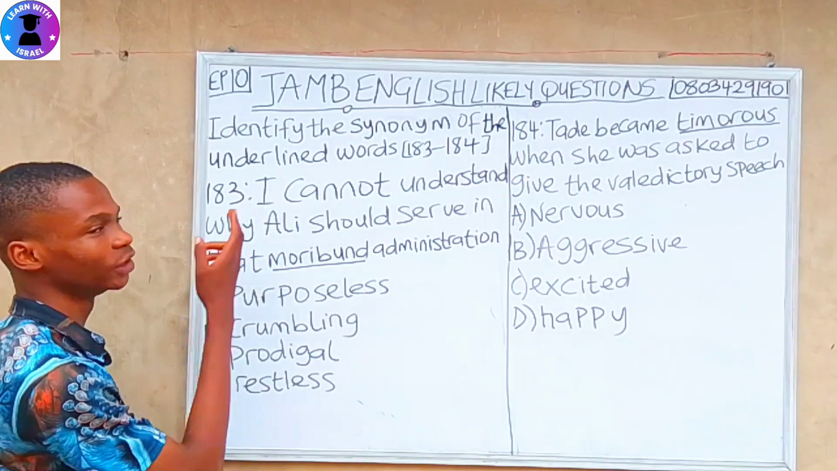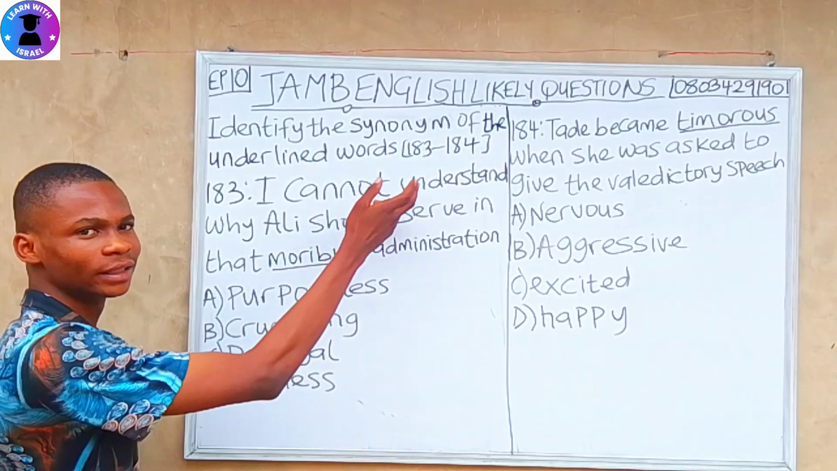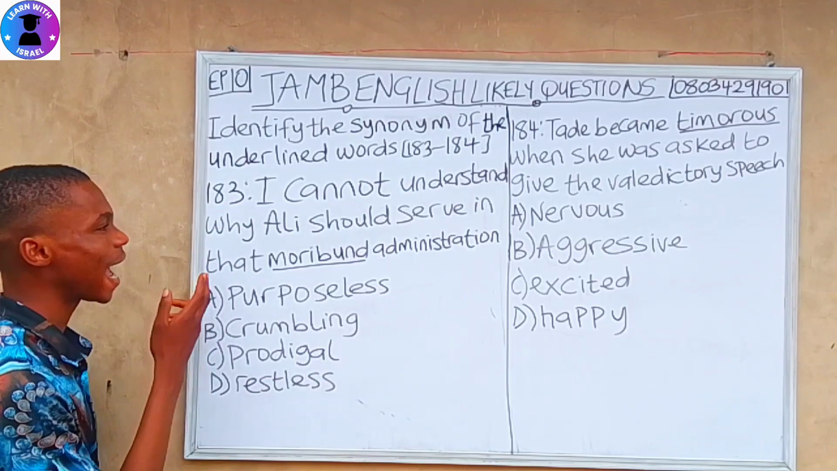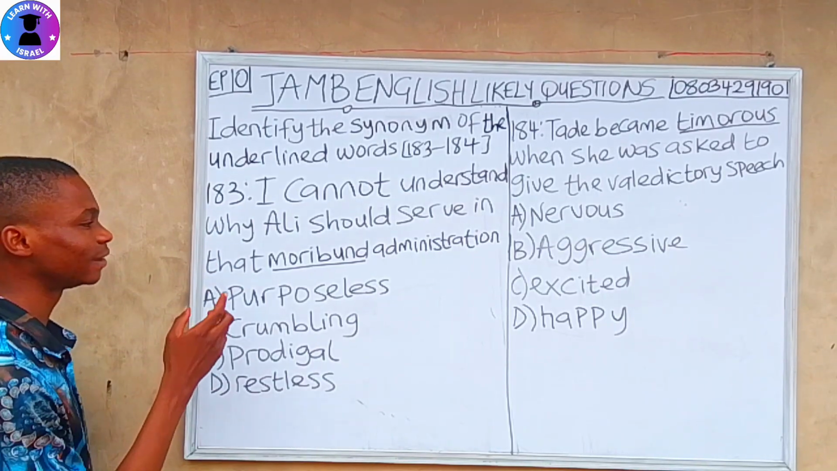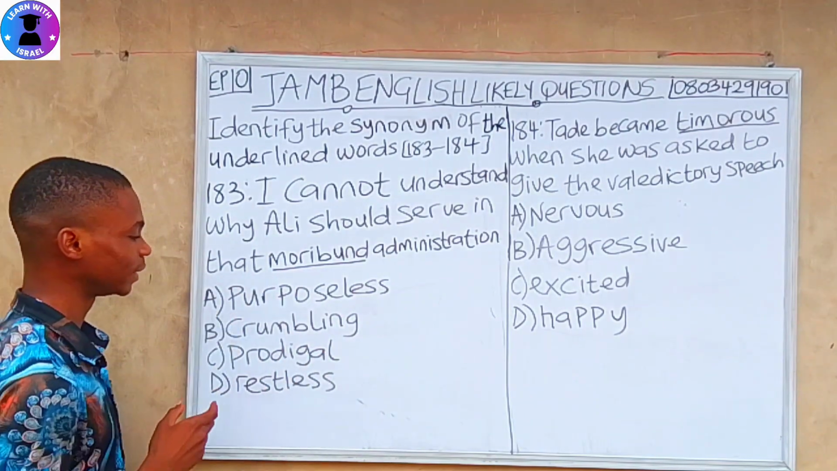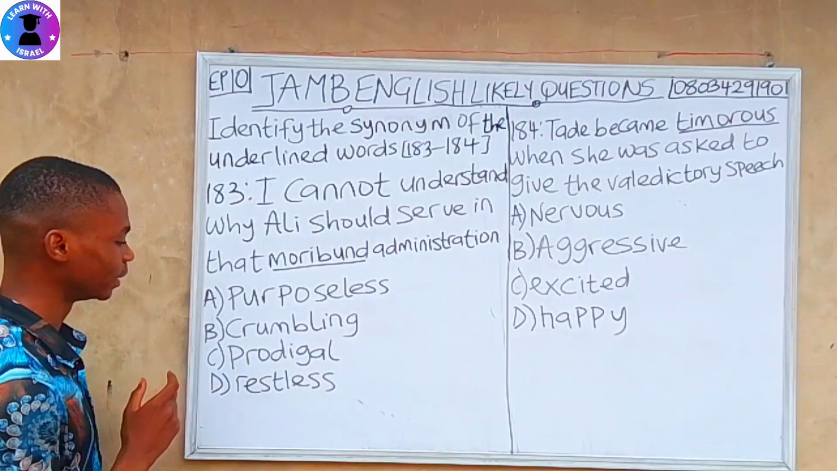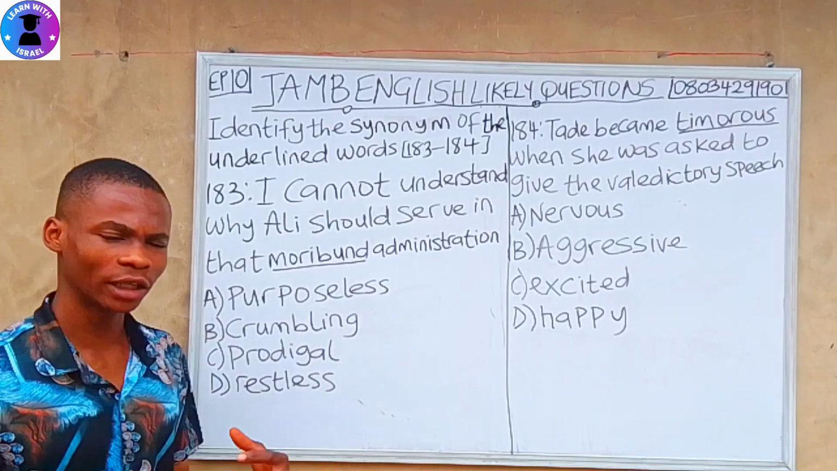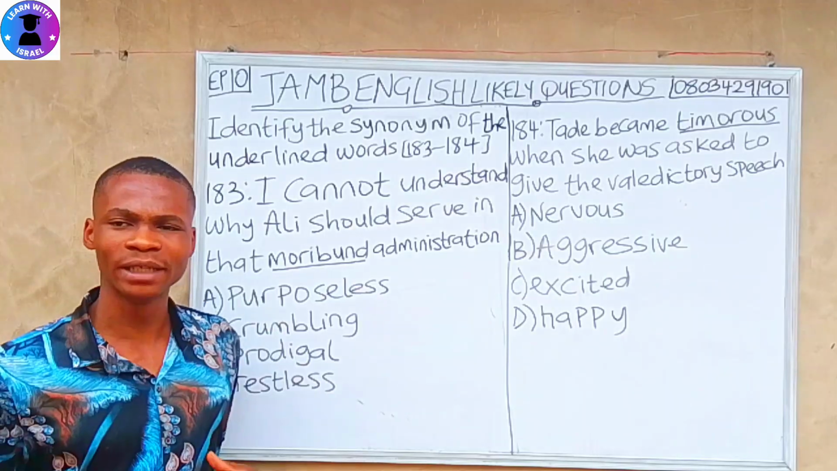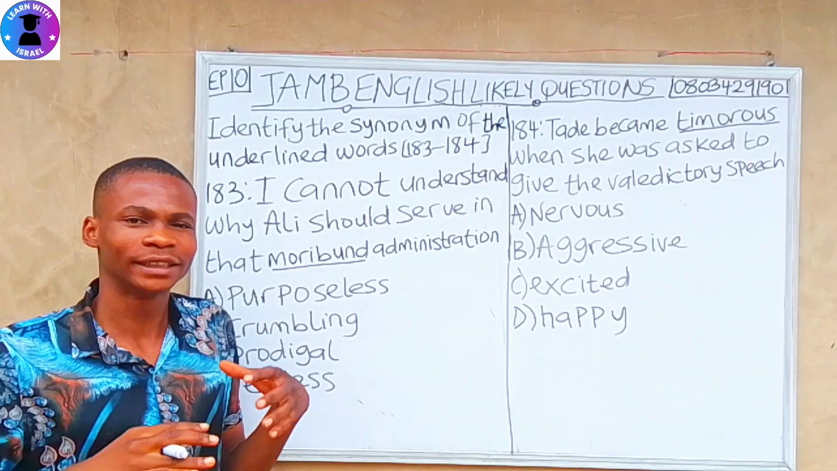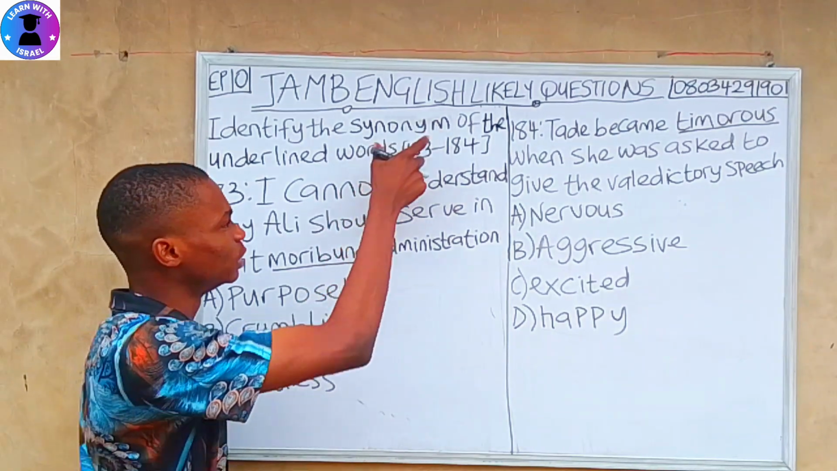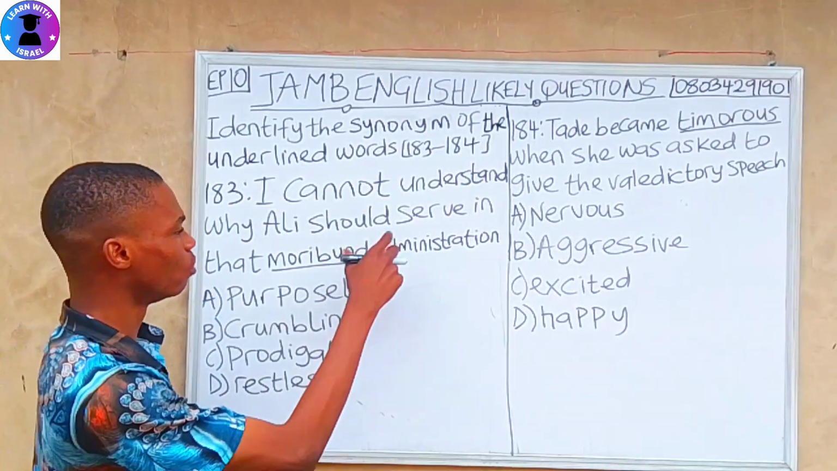Identify the synonym of the underlined word from question 183 to 184. 183. I cannot understand why Ali should serve in that moribund administration. A. Purposeless. B. Crumbling. C. Prodigal. D. Restless. So what's moribund? Moribund means a crumbling situation, a dying situation that is expiring. And we are asked to find the synonym, which means to find a similar word to moribund.